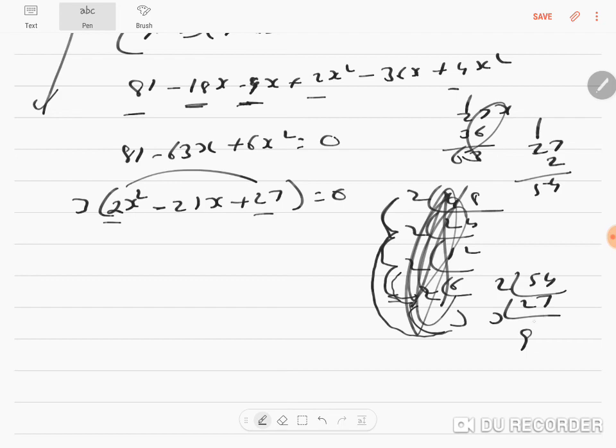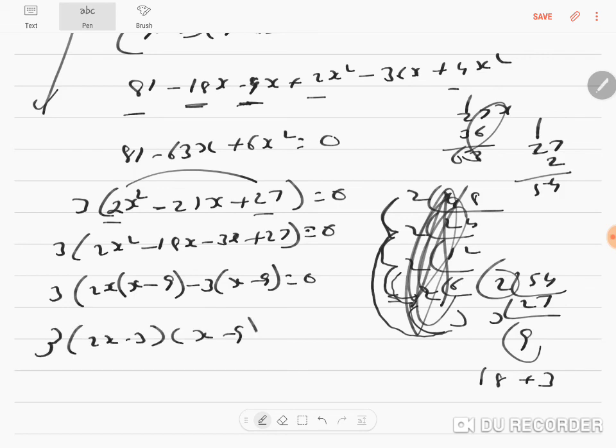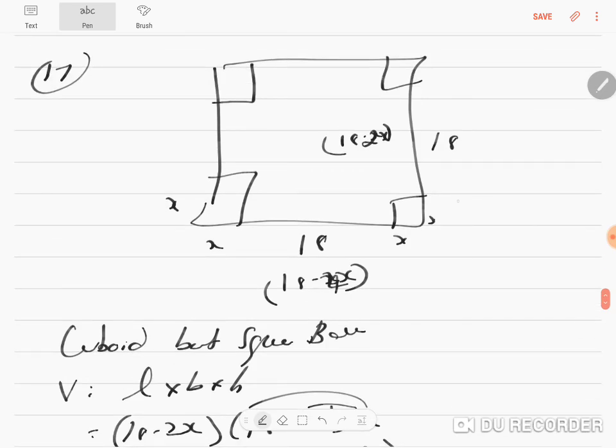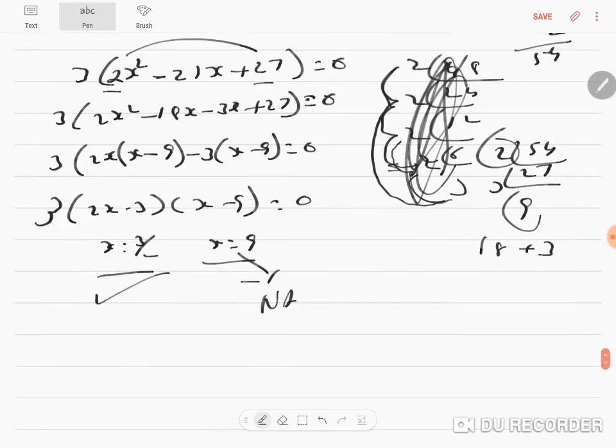So you have to get 9 2s are 18 and 3 will get me 21. So 3 into 2x square minus 18x minus 3x plus 27 is equal to 0. So 3 into 2x into x minus 9 minus 3 into x minus 9 is equal to 0. Thus you get 3 into 2x minus 3 and x minus 9. So x is equal to 3 by 2 or x is equal to 9 are the two values I am getting. Substituting here, x is equal to 9 is not applicable. So x is equal to 3 by 2, 1.5 is what is possible.